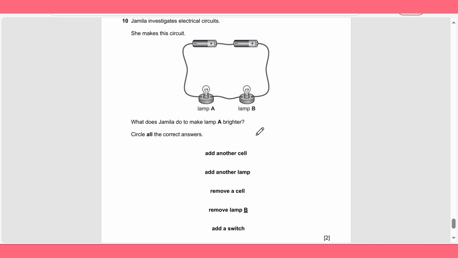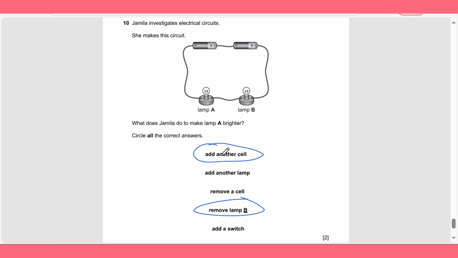You got your answer? If not, you may pause this video. Let's check it out. Okay guys, add another cell. That's for sure. That's the reasoning. If we add more batteries, of course it will be brighter because there is more current, more power source. Alright, remove lamp B. Okay, why is this? If we remove lamp B, A and B are in series, I mean in one loop, so A and B share the energy from the battery. Now if B is removed, of course all the energy from the battery will be only for A. That's the reason lamp A gets brighter.